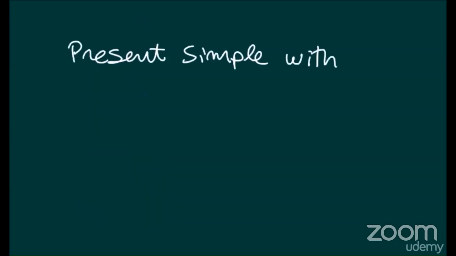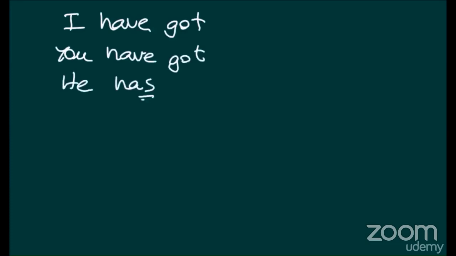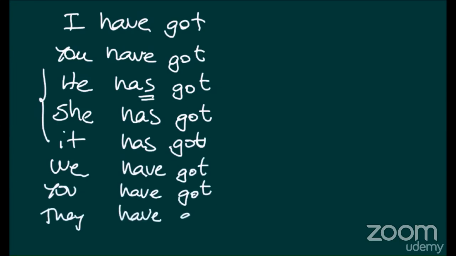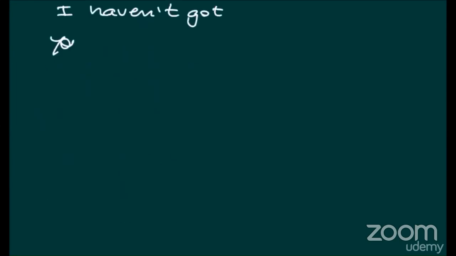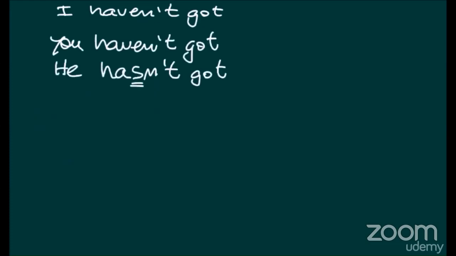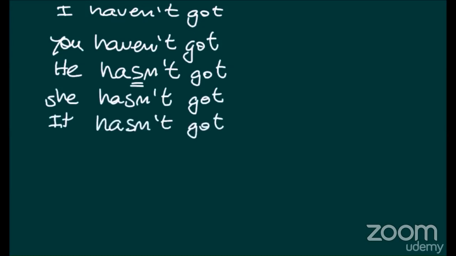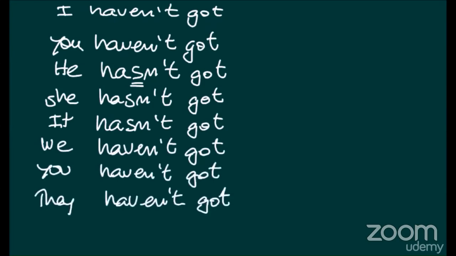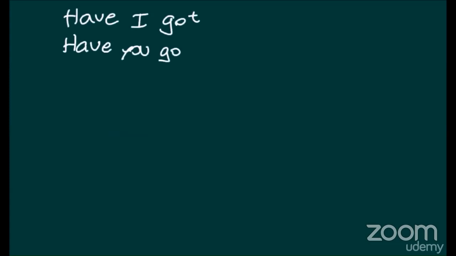Two. If we want to use the verb have got, then we say, I have got, you have got, he has got, she has got, it has got, you have got, they have got, we have got. For negatives, I haven't got, you haven't got, he hasn't got, she hasn't got, you haven't got, they haven't got, we haven't got. And for questions, have I got?